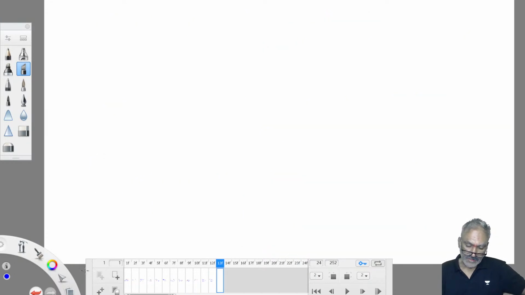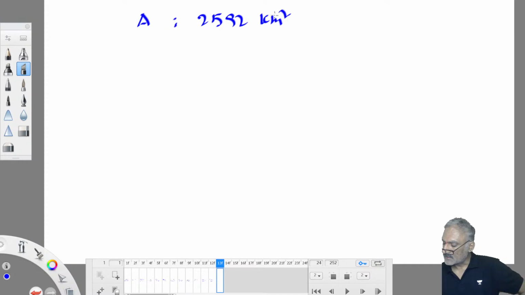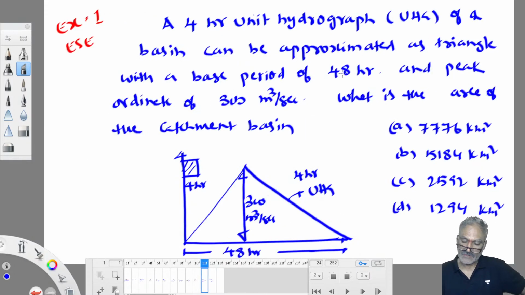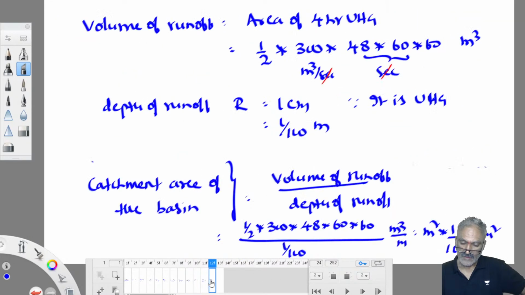So therefore the answer is 2592. Deepak, correct yourself. It is given as 48 hours, no? I wrote 48 only, but you took it as 40. It's not 40, it is 48.